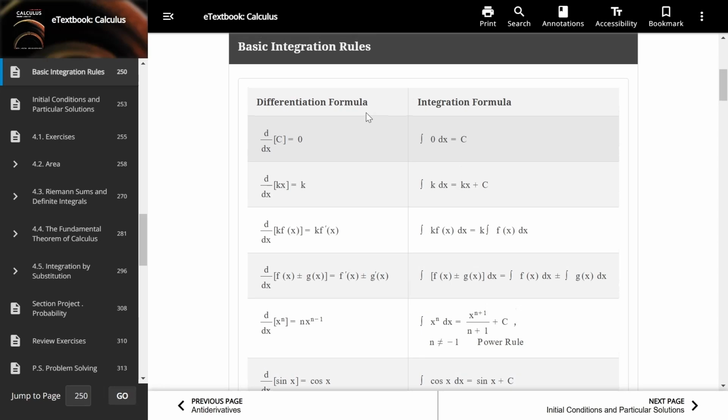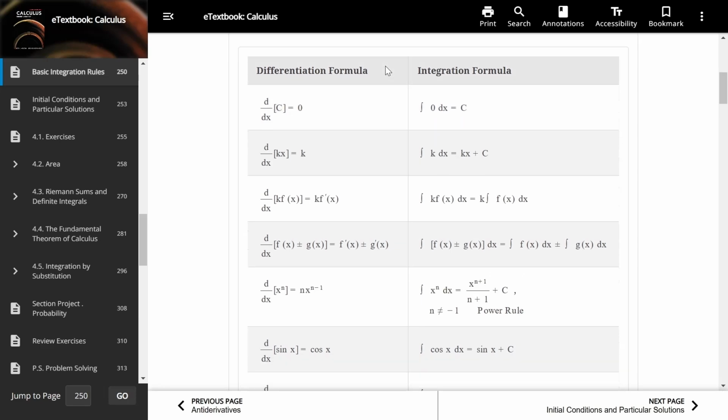So this is where the basic integration rules come in handy. What the basic integration rules give you is a bunch of rules that you need to follow in order to integrate a certain function.